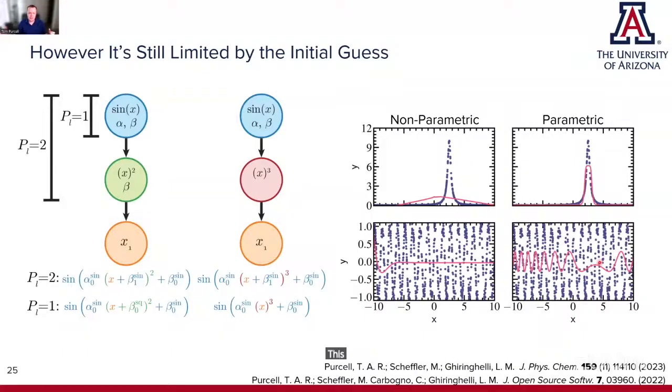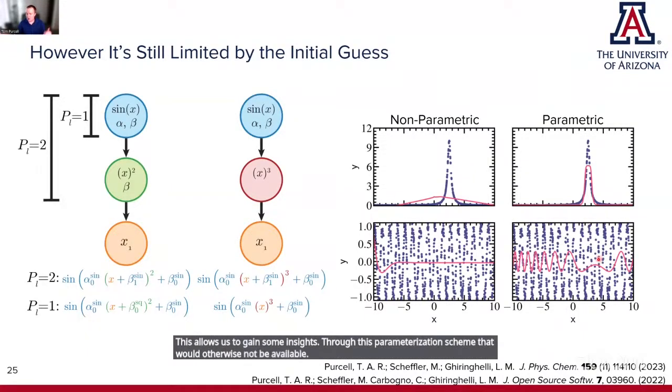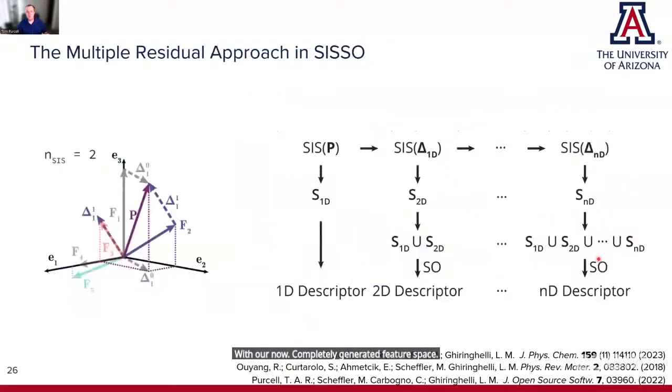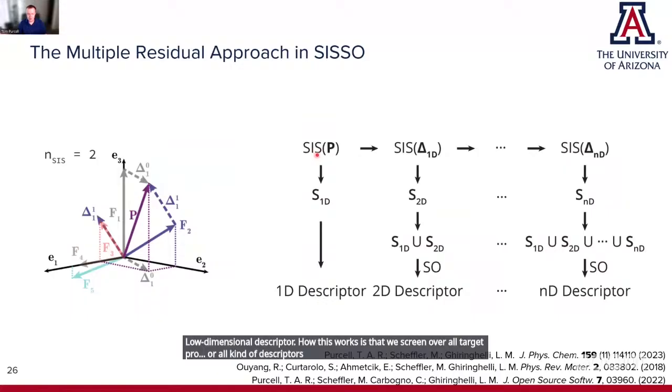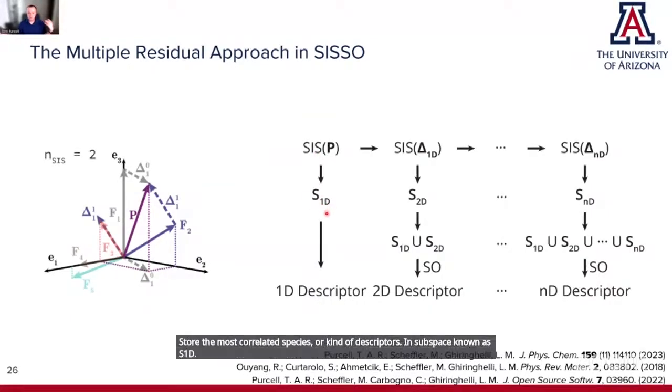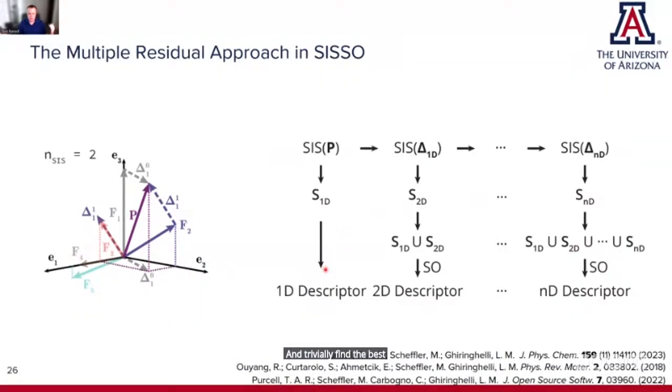This allows us to gain some insights through this parameterization scheme that would otherwise not be available. With our now completely generated feature space, we can utilize the SISSO algorithm to find the best low-dimensional descriptor. How this works is that we screen over all candidate descriptors against the target property utilizing some type of correlation metric, store the most correlated candidate descriptors in a subspace known as S1D, and trivially find the best one-dimensional descriptor from that.